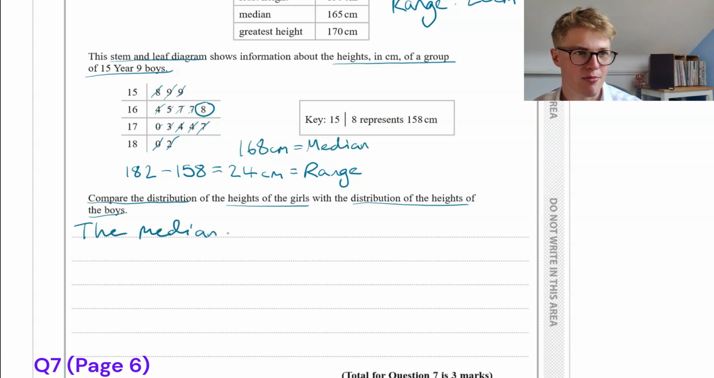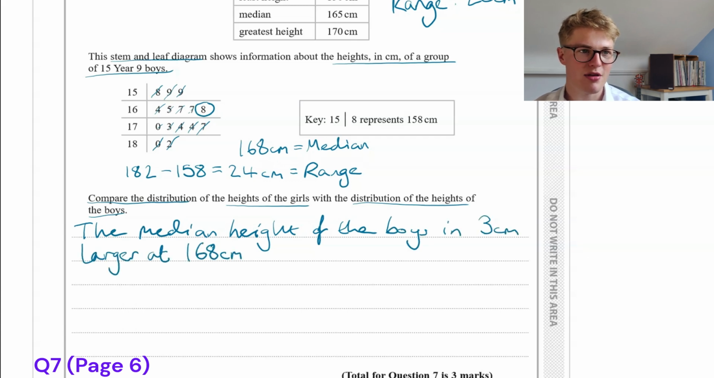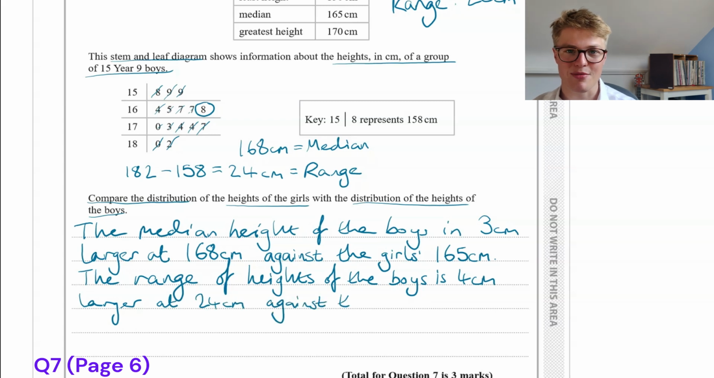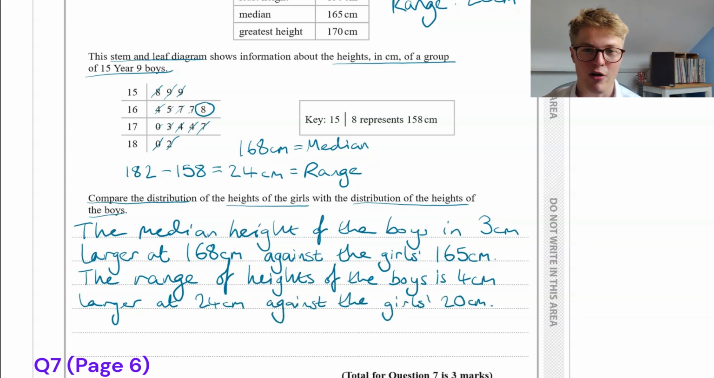So the answer is the median height of the boys is 3 centimetres larger at 168 centimetres against the girls' 165 centimetres, and the range of heights of the boys is 4 centimetres larger at 24 centimetres against the girls' 20 centimetres. So here you need to compare the range and the median and quote both values and make sure that they're included in your answer to get all the marks.